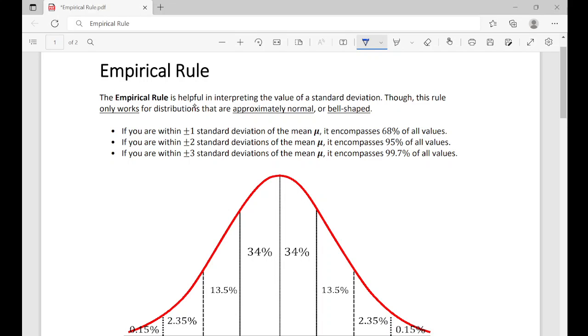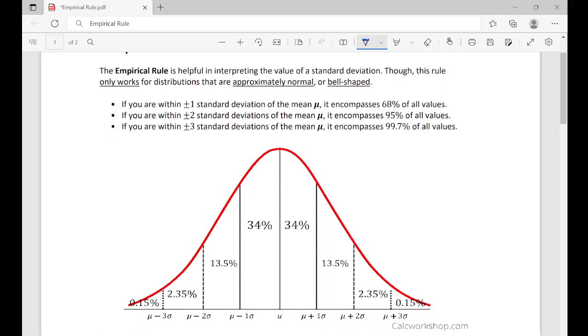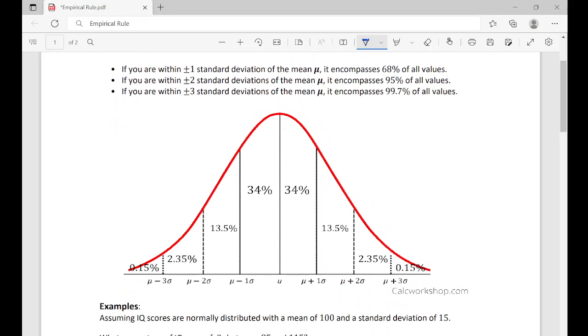The empirical rule is helpful in interpreting the value of a standard deviation, though this rule only works for distributions that are approximately normal or bell-shaped. So here are some facts for the empirical rule. If you are within plus or minus one standard deviation of the mean, you will encompass 68% of all values.